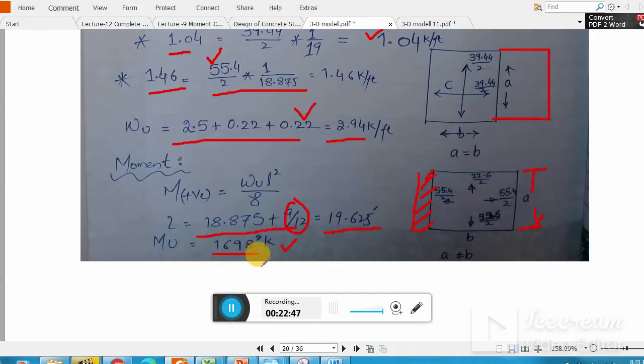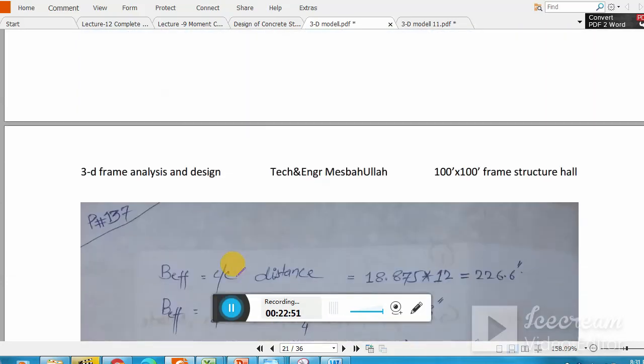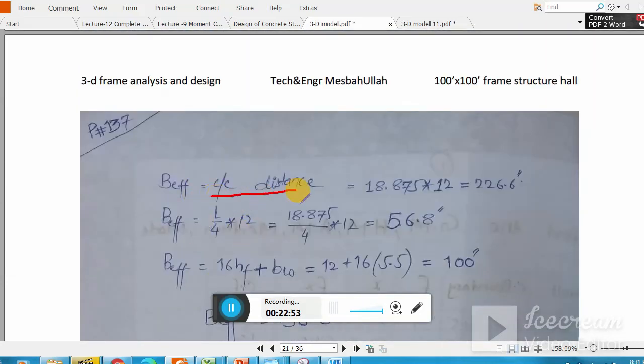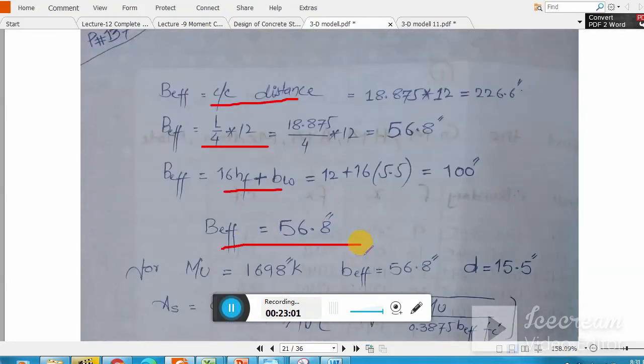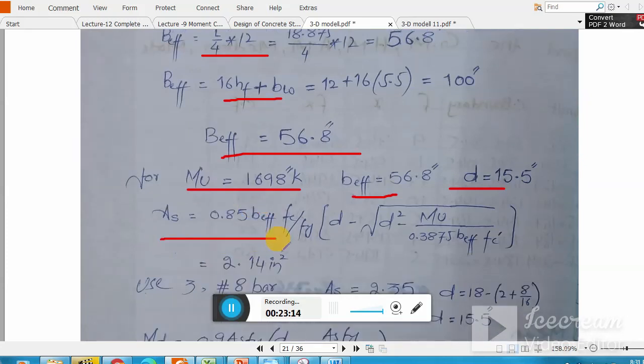So when I design for this moment, I find out the BF, that may be the center to center distance, there may be L by 4, or there may be this one. And you got this one, and the next one is your MU, BF and D. This is positive moment, so you have to check T beam analysis or rectangular beam analysis. You use the same formula, all the values are known here. The D is 15 inch, 15.5 inch, remember.